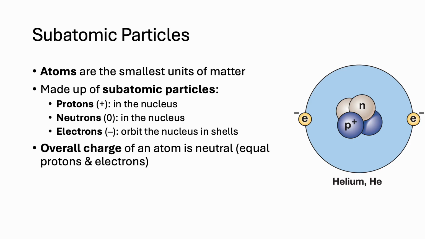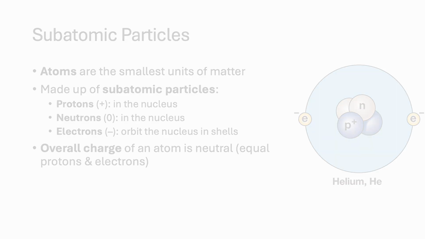Atoms are the basic building blocks of all matter. They consist of 3 subatomic particles: protons, neutrons, and electrons. Protons and neutrons are packed tightly in the atomic nucleus, while electrons orbit in specific energy levels or shells. Protons carry a positive charge, electrons are negative, and neutrons are neutral. In a stable atom, the number of protons equals the number of electrons, resulting in no net charge. Understanding these particles helps explain why atoms interact and form chemical bonds, which is the basis of all physiological processes.